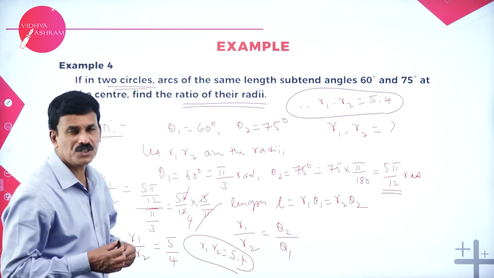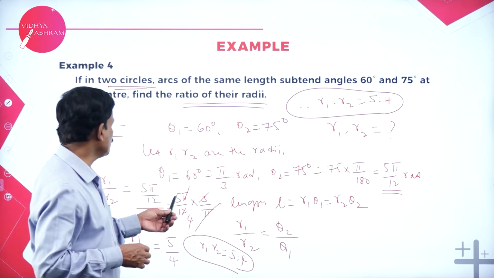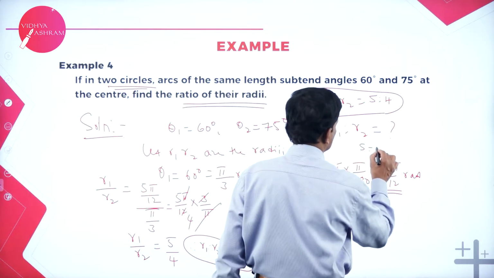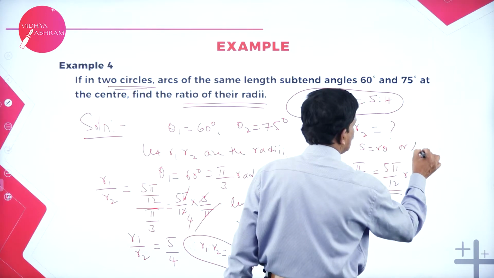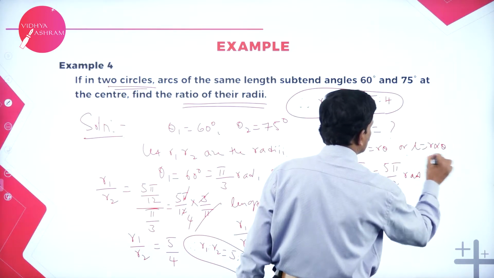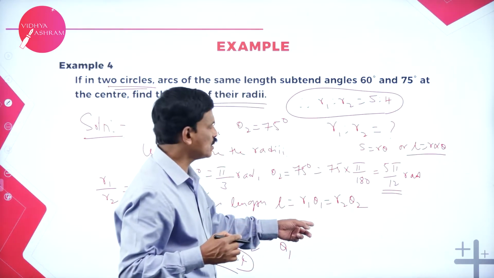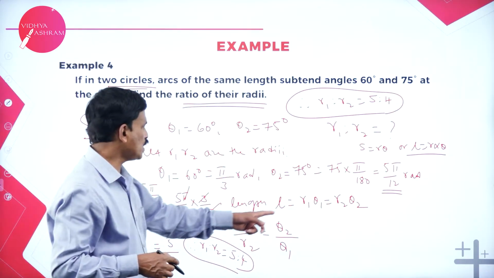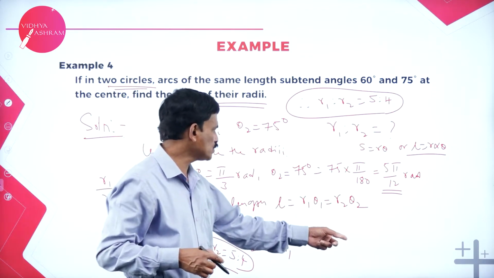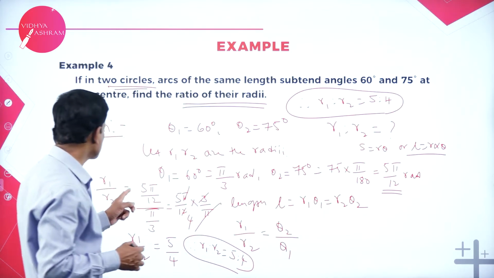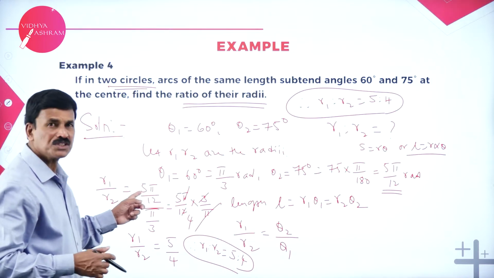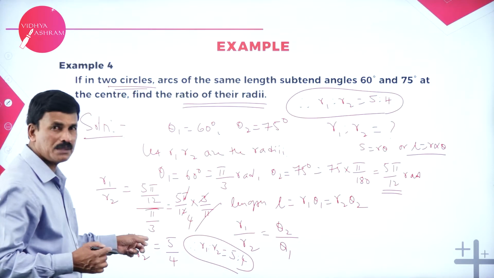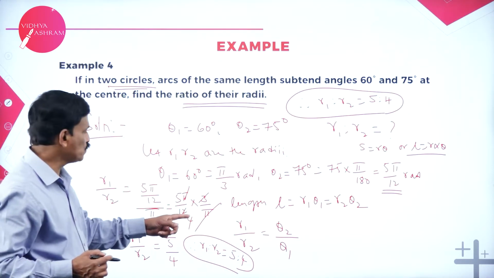If R1 and R2 are the radii, then we have S is equal to R into theta, or L is equal to R into theta. So L is equal to R1 theta 1 is equal to R2 theta 2. Therefore R1 by R2 is equal to theta 2 by theta 1. Theta 2 is 5 pi by 12 divided by theta 1, which is pi by 3.